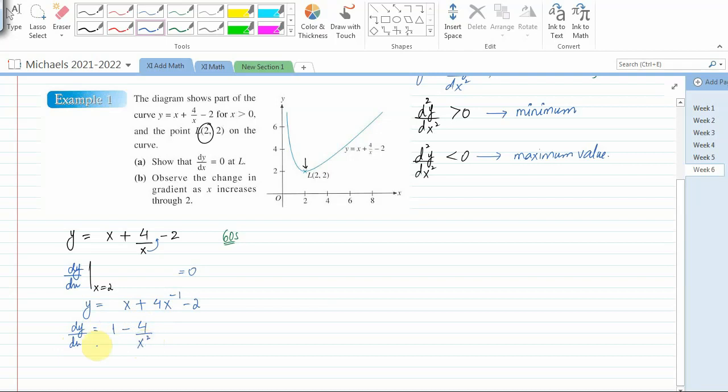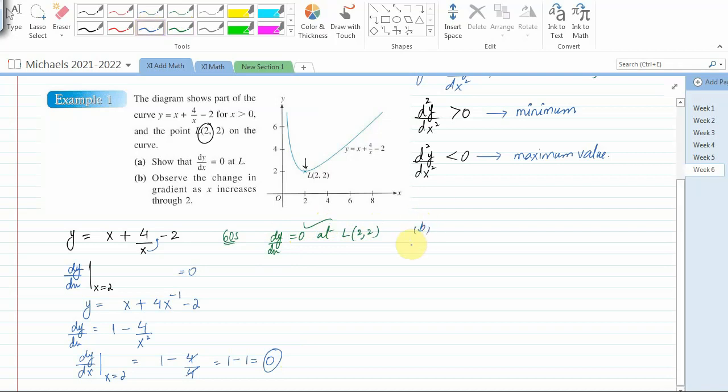That is my dy by dx, and now I need to place the value of x, that is equal to 2. So dy by dx at x equals 2 will be 1 minus 4 divided by 2 square, which is 4. 4 and 4 cancel, it leads to 1 minus 1, and that is equal to 0. So we needed to show that dy over dx equals 0 at point L (2, 2), and we have shown it, right? For the next part, B.